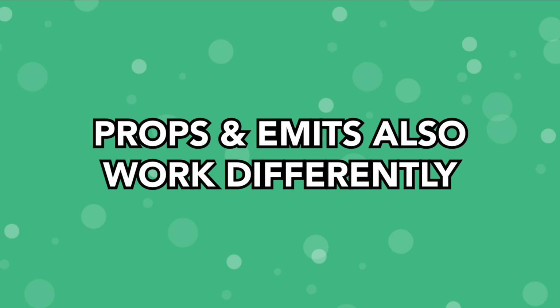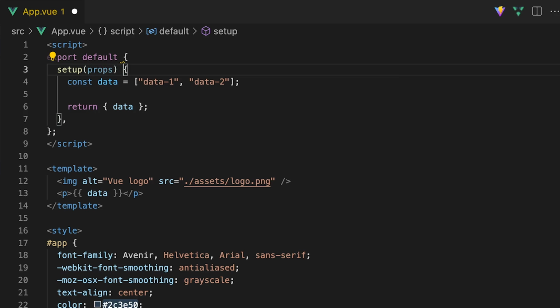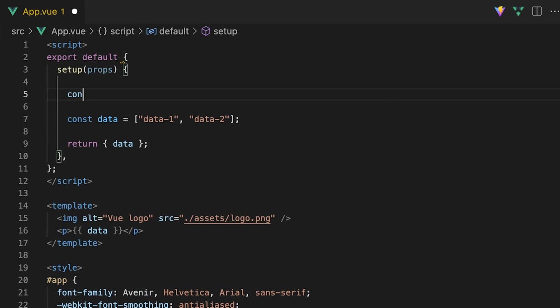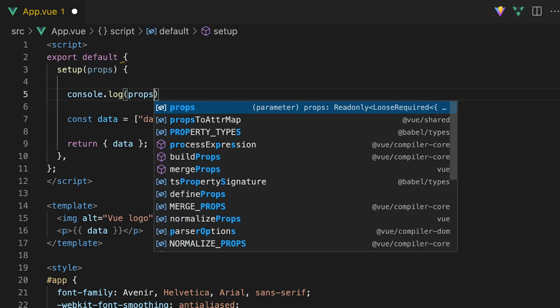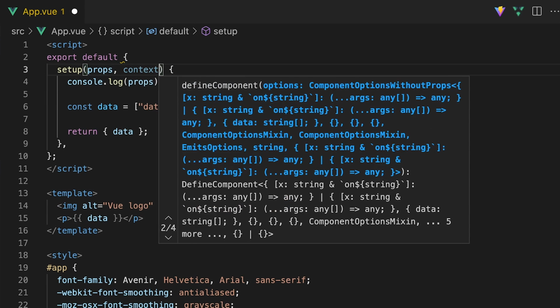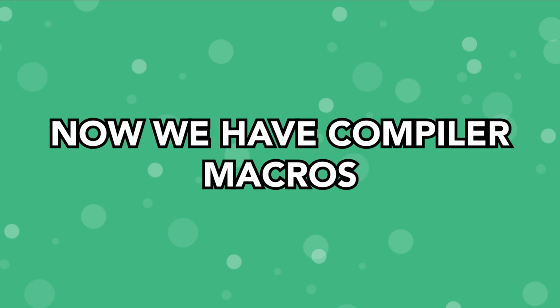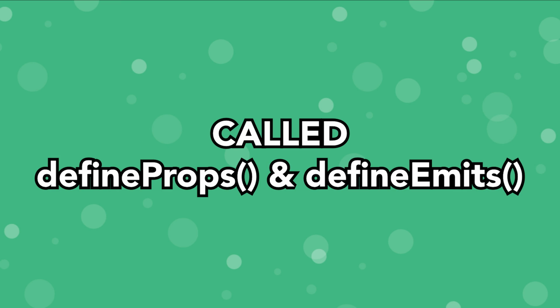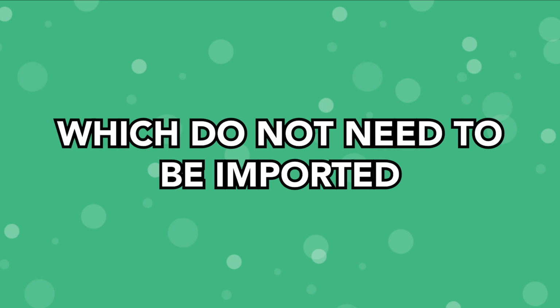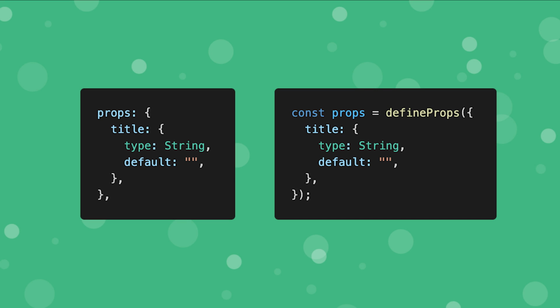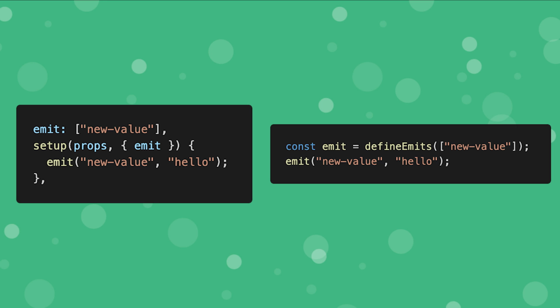Props and emits also work differently. When using the setup function, you define a param called props, which would allow you to gain access to that component's props. To gain access to other things such as emits, slots, and attributes, we would pass a context param. And oftentimes you destructure that to gain access to what you need. Now we have what are called compiler macros, defineProps and defineEmits, which we actually don't need to import when we want to use them. defineProps works identically to the props option, and defineEmits also works identically to the emits option.